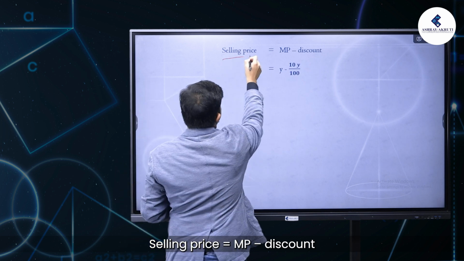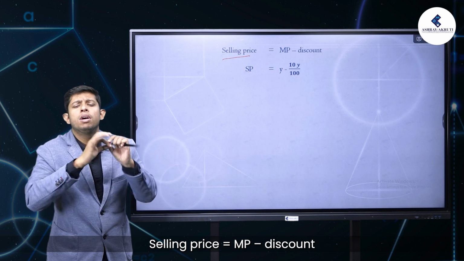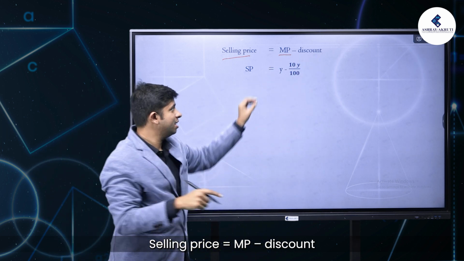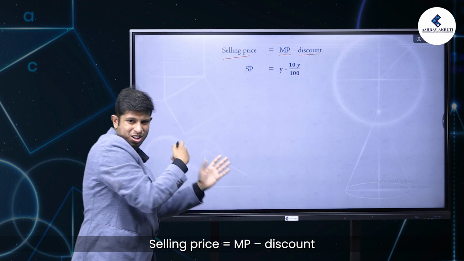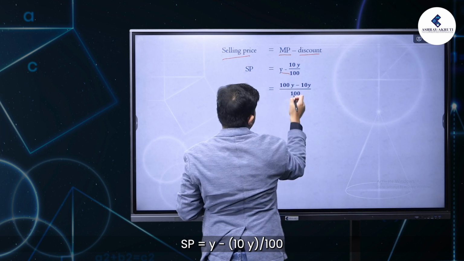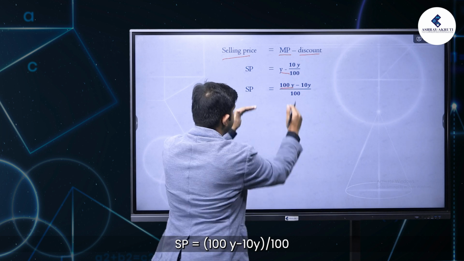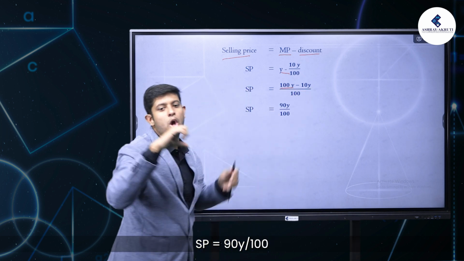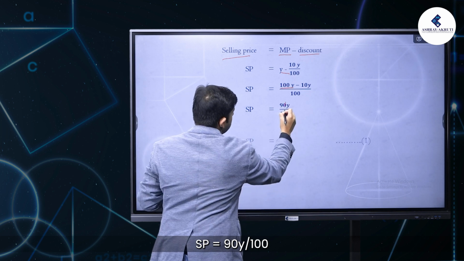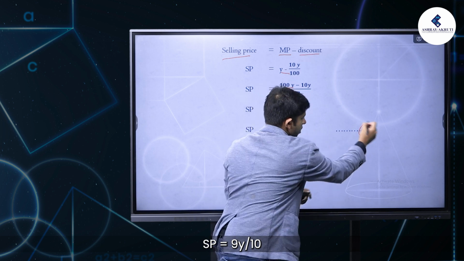Selling price equals marked price minus discount. Selling price equals Y minus 10Y by 100. Selling price equals 100Y minus 10Y by 100. Selling price equals 90Y by 100. Selling price equals 9Y by 10. First equation.